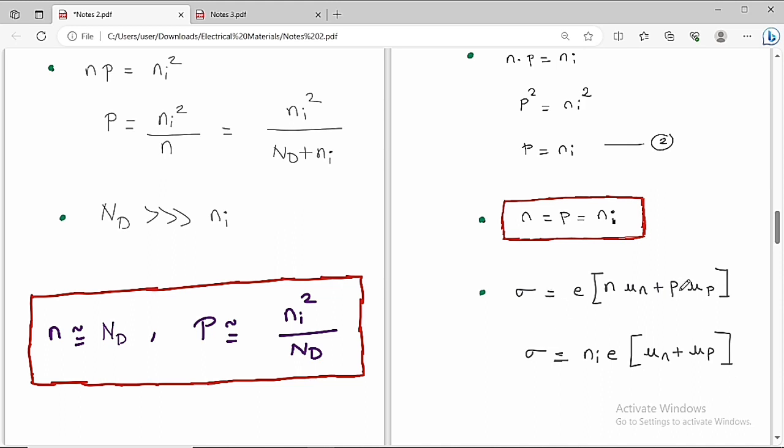So the earlier one is a general expression. But if I want to write this expression only for the intrinsic semiconductor, as you can clearly see, N is equal to P is equal to Ni. So for N, I will take Ni, and for P also, I will take Ni. Taking Ni as common, sigma is equal to Ni into e into (mu n plus mu p). This is a very important formula for the intrinsic semiconductor.